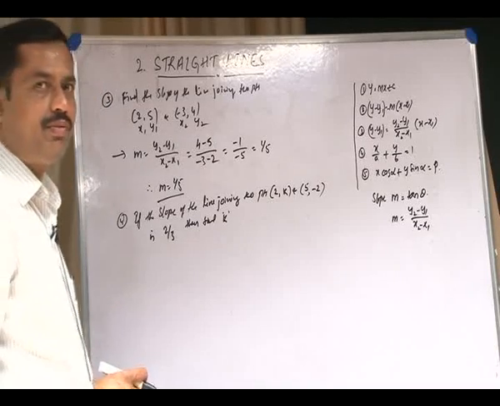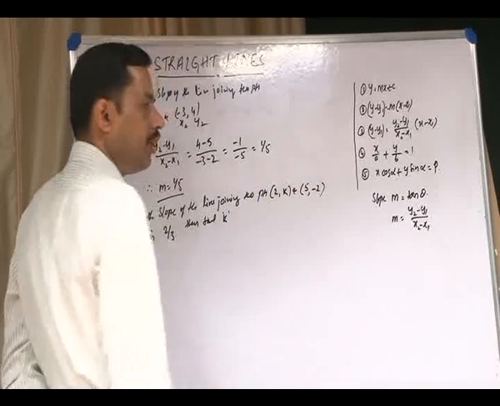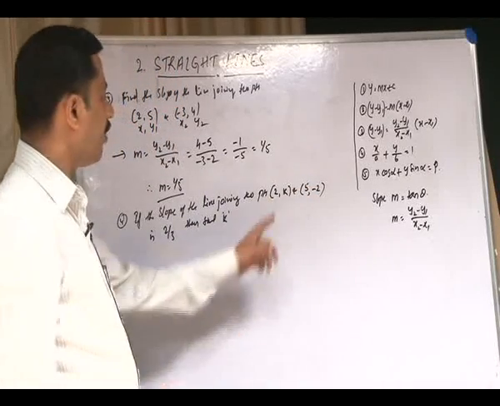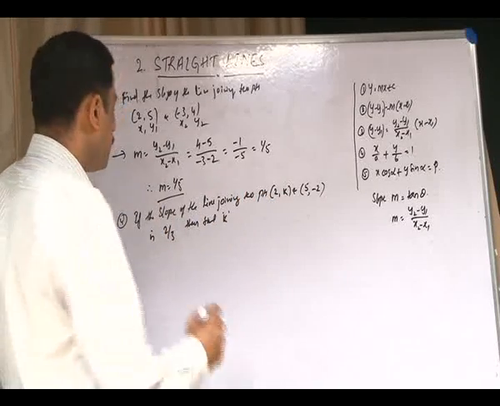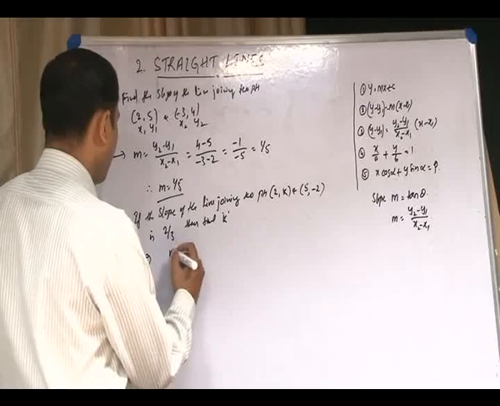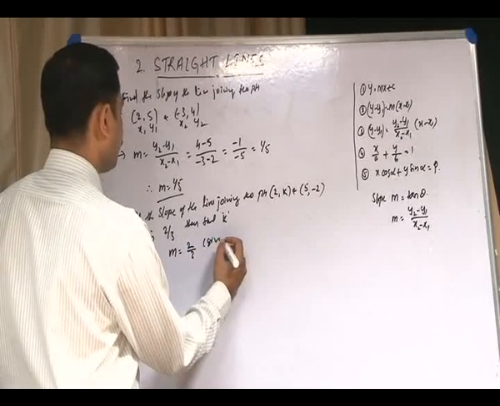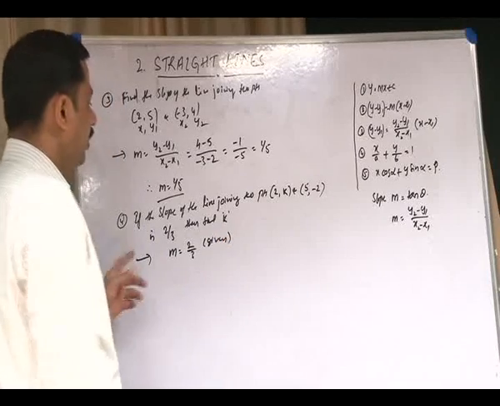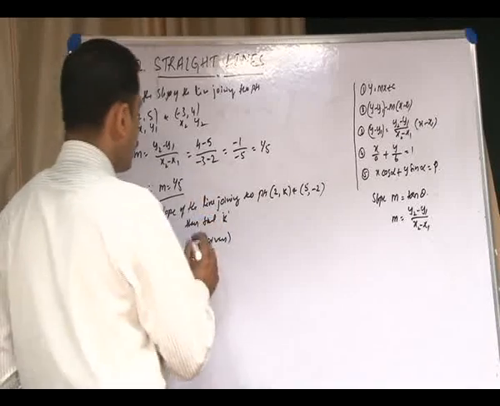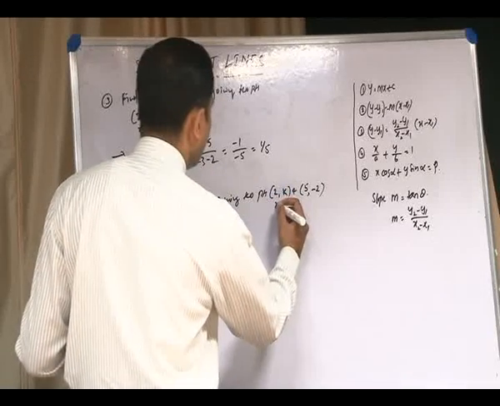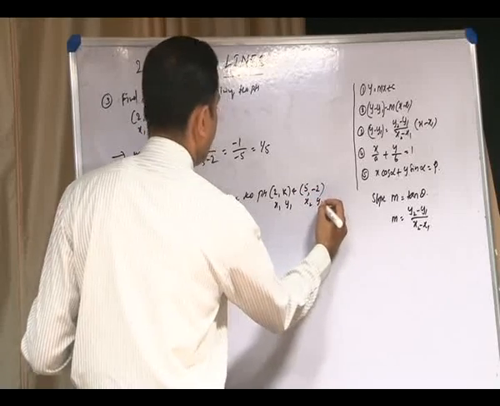In the 2 points, the coordinates are given, and in one of them there is an unknown k, and we have to find its value. For what value of k will the slope be 2 by 3, that we have to find out. That means here the slope of the straight line m is given, m is equal to 2 by 3. This is the slope of the line joining 2 points, so the coordinates of these points are x1, y1 and x2, y2.